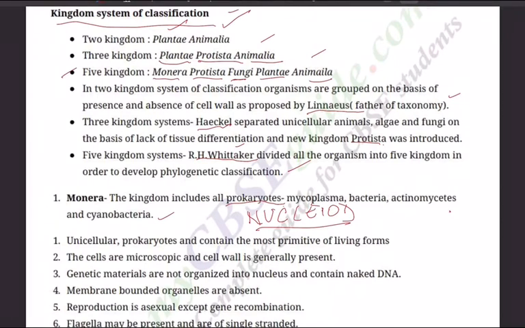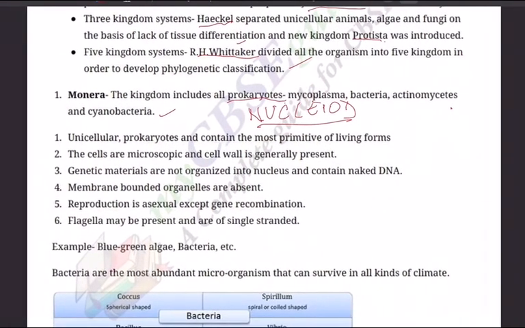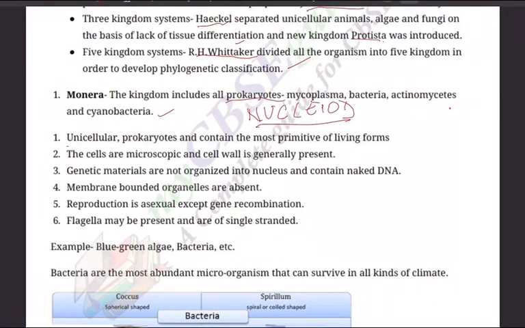And what are the basic characteristics of kingdom Monera? Kingdom Monera, all are unicellular, okay, one cell body, prokaryotes, the nucleus is primitive nucleoid, and contain most primitive living forms. The cells are microscopic, we need microscope, we can't see them with naked eye. Cell wall is generally present. Genetic materials are not organized into nucleus and contain naked DNA. Membrane bound organelles are absent, so organelles also not clear. Reproduction is asexual except gene recombination.